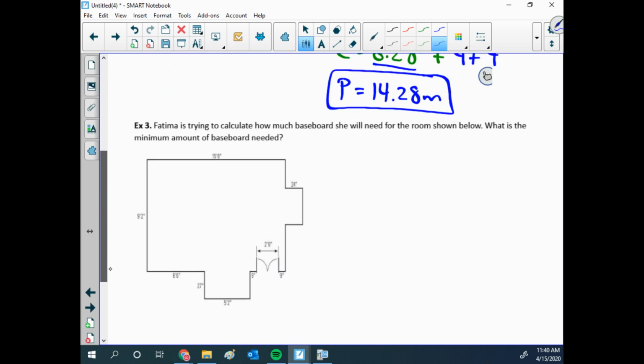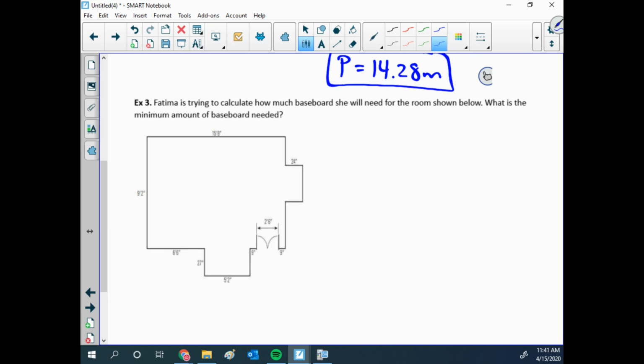All right, last one's a little bit more difficult here. It says Fatima is trying to calculate how much baseboard she's going to need for the room shown below. What is the minimum amount of baseboard? You can do this two ways. The problem here is, this is 9 feet 2 inches. So I could either add all of these up or put them all to inches. What I'm going to do is add everything up and then add my feet and my inches individually. So let's go through this.